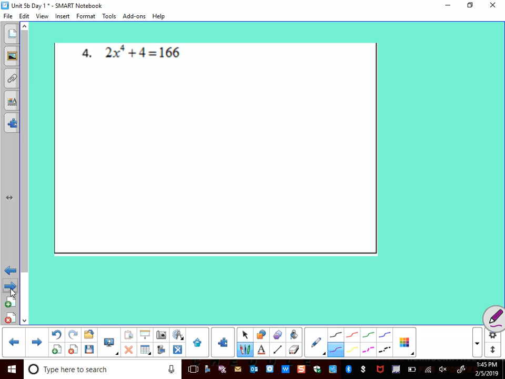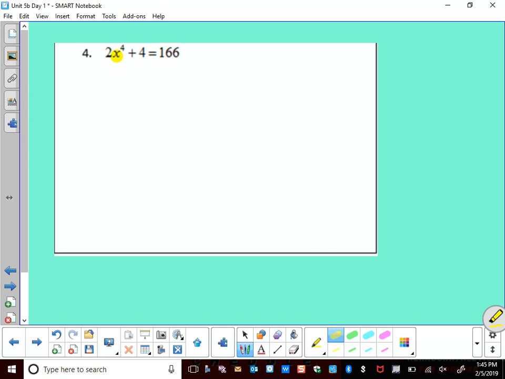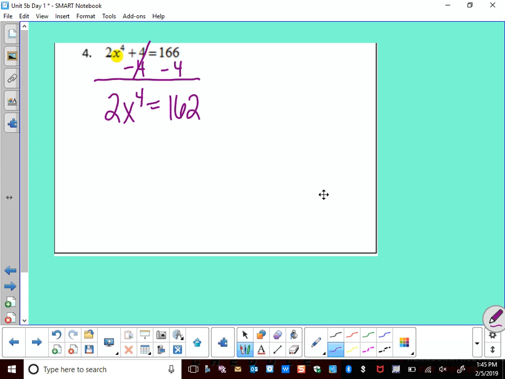All right, number 4. On number 4, I want my x by itself. So to get rid of it, I'm basically doing opposite operations. What needs to go first? Plus. Yep, my plus or minus. So I have plus 4, so I'm going to subtract 4 from each side. When I subtract 4 from each side, I get 2x to the 4th is equal to 162.